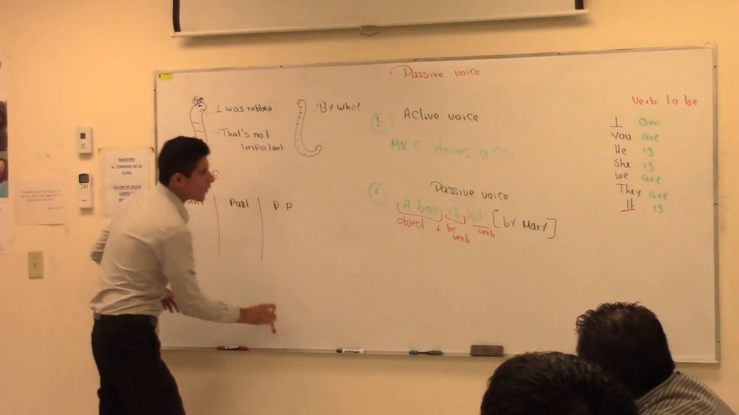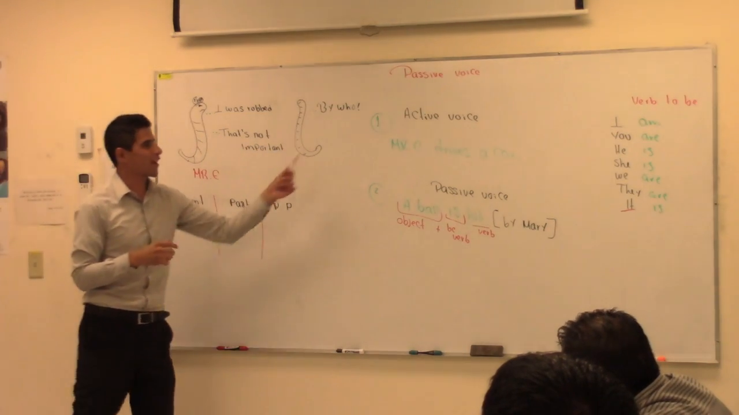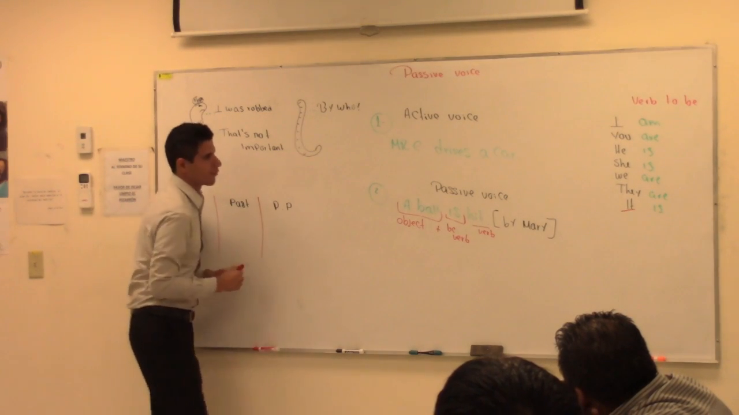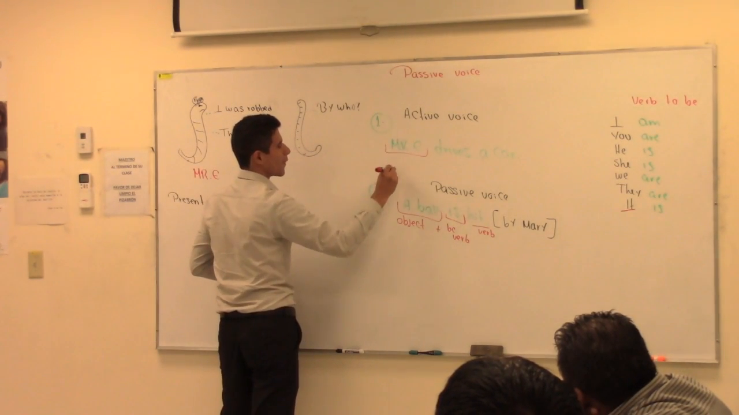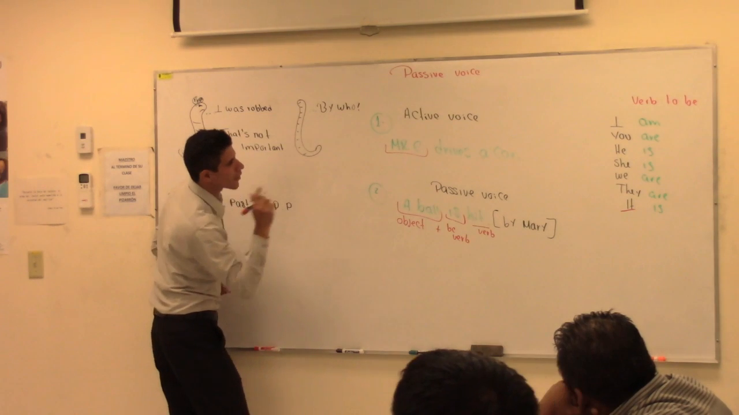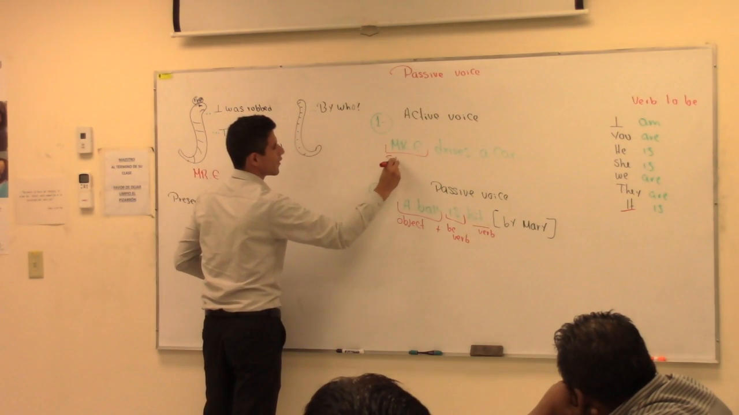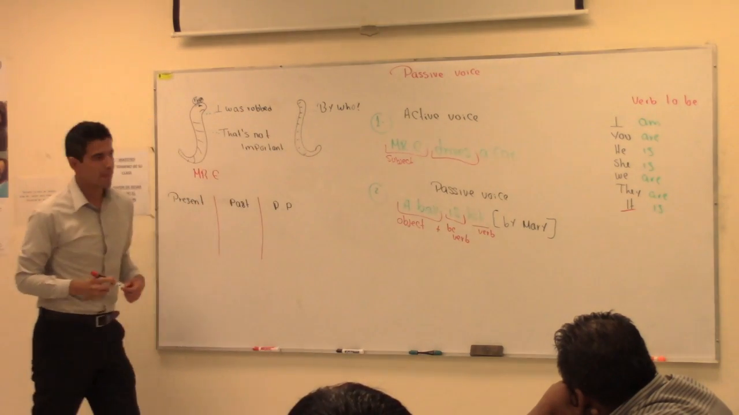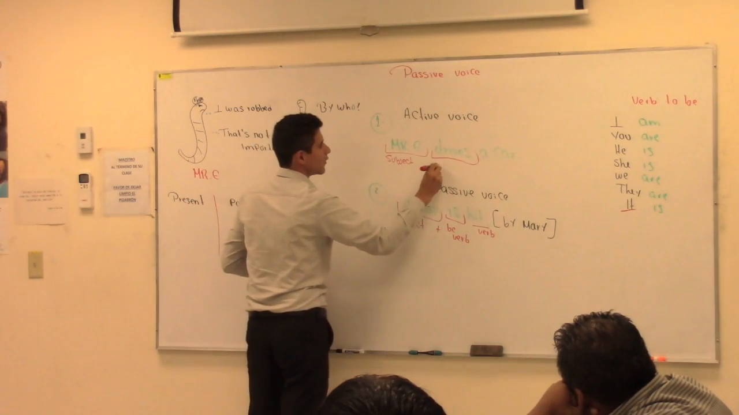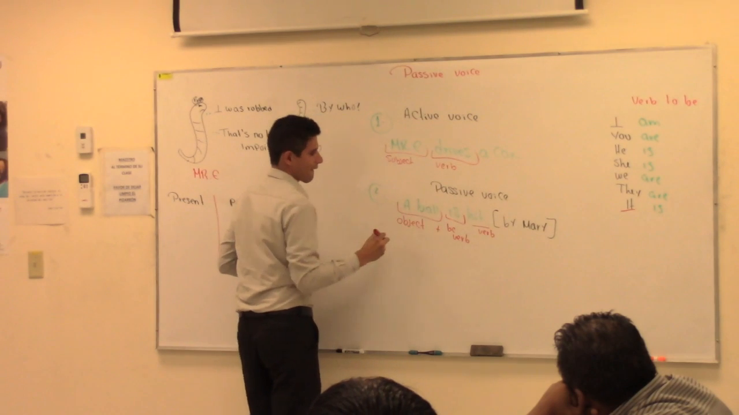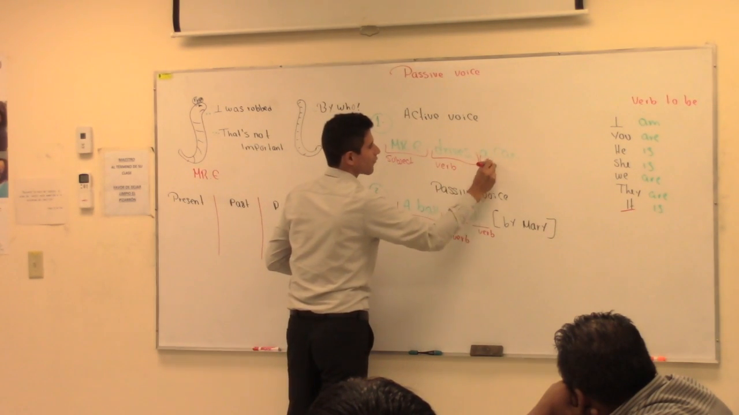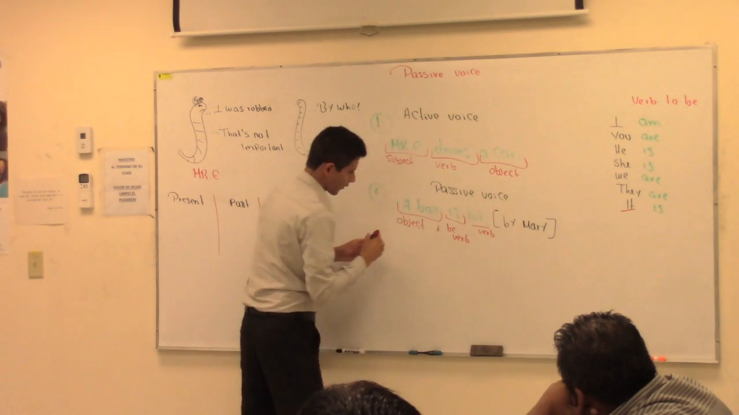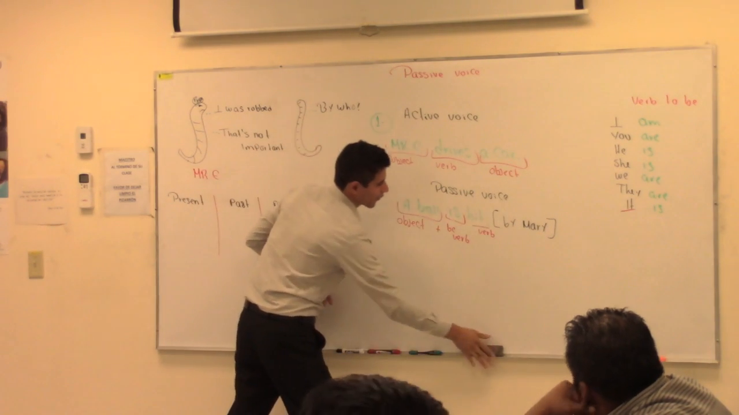So we already know the structure of the active voice, so I would like you to help me out, please. What is the structure? Mr. E is what? The subject of the sentence, okay? Drives, what is it? The verb, okay, very good. And finally we have what? The object, okay, very good. All right, so now let's change this to the passive voice, okay?